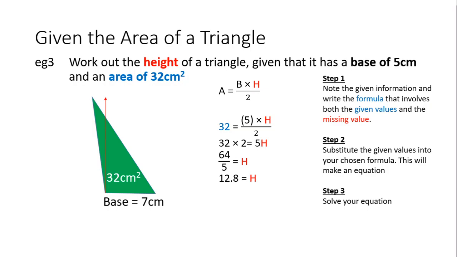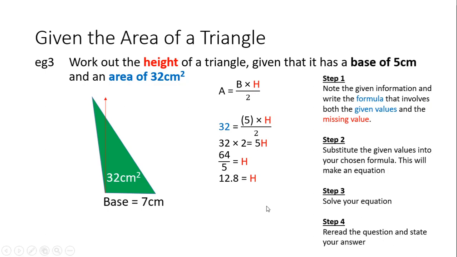Again, always remember this last step. We solved our equation, but are we done? Step 4, reread the question and state your answer. Our question says we need to work out the height of the triangle, given that its base is 5 centimeters and the area is 32 centimeters squared.